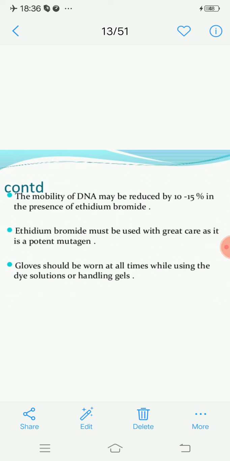Yes, EtBr must also be used with great care, and it is a very potent mutagen. You have to wear gloves, and only one person should handle this, and after use you have to discard the tips and all those things. It is a very potent mutagen that can lead to cancer, so its handling is very important. The same thing is mentioned over here: gloves should be worn at all times while using the dye solution or handling the gels.